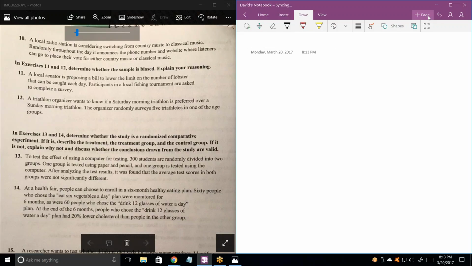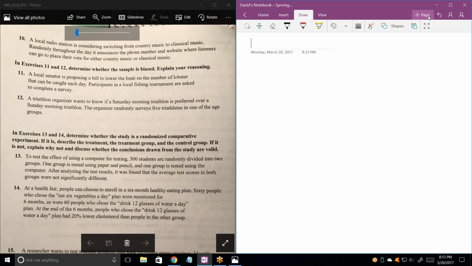Let's have a look at 14. Okay. I'll read it, and you can read it to yourself if you want. Sure. Okay. This is not a randomized experiment.